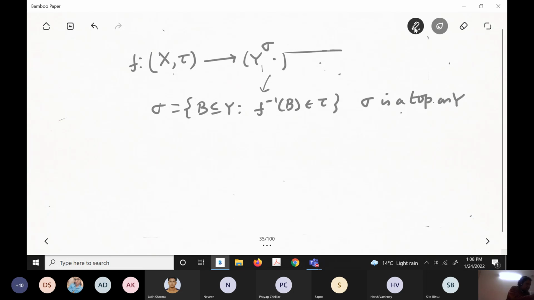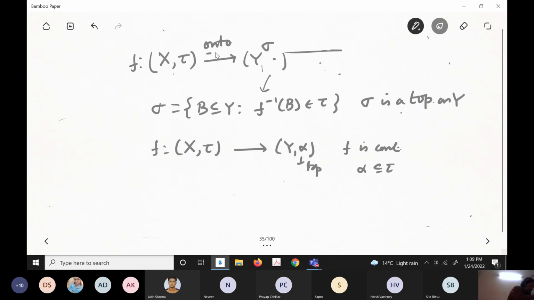Now I said the strongest topology. What does it mean? That means if you take, suppose, some topology alpha on Y such that this f is continuous, then I need to check alpha is contained in sigma. Okay, here I should assume that there is no problem. But now you assume onto. So you will see I required f onto. Until now I didn't require onto. But now you will require onto if you want to prove that.